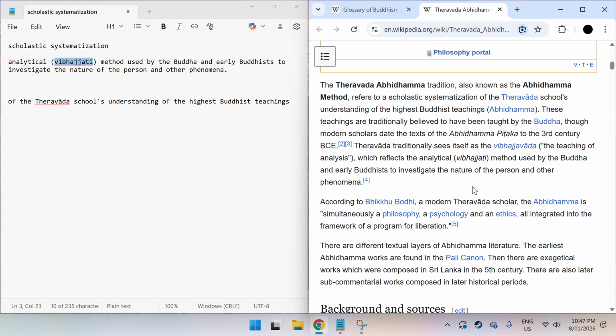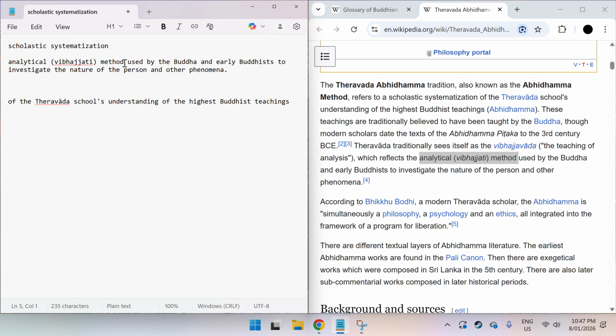All right, so here we're talking about an analytical method. Now, what is that method? How do we describe it? Well, from what I understand of the Buddha, he had a very strongly investigative method of understanding the world.